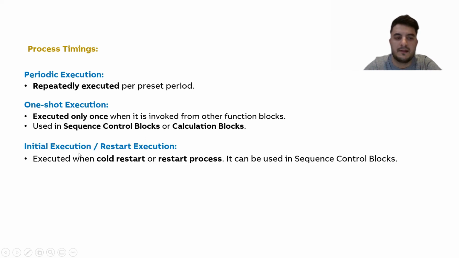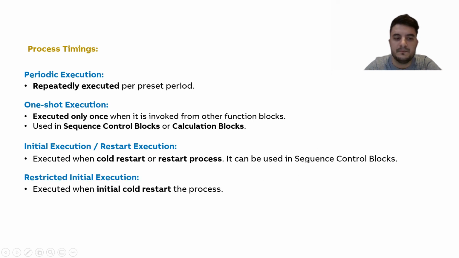The third one is initial execution or restart execution. It is executed when called restart or restart process and mostly used in sequence control blocks. And the last one, restricted initial execution. It is executed when initial call to restart the process.